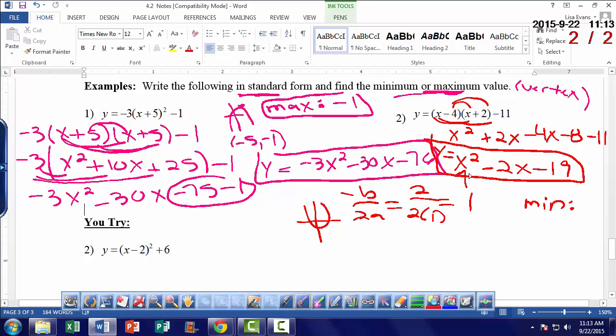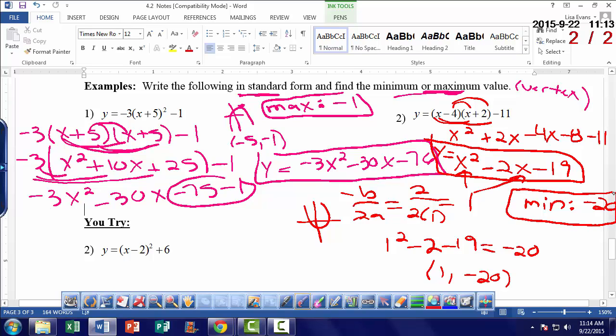I'm going to plug 1 into the x's. So I get 1 squared minus 2 minus 19. So 1 minus 2 is -1. Here I get -20. So our vertex would be 1, -20. But I just need the y of that. I need the minimum value.